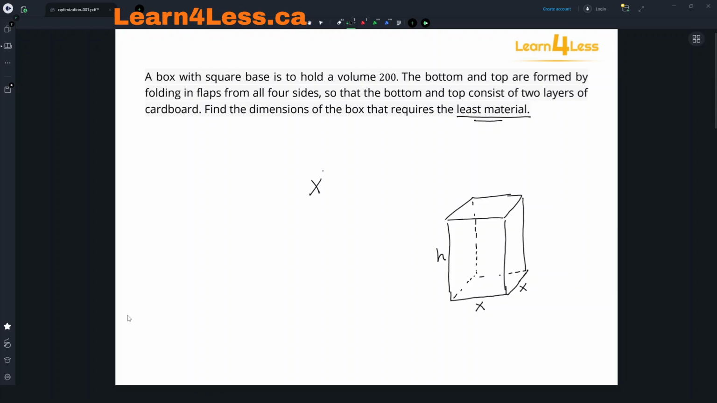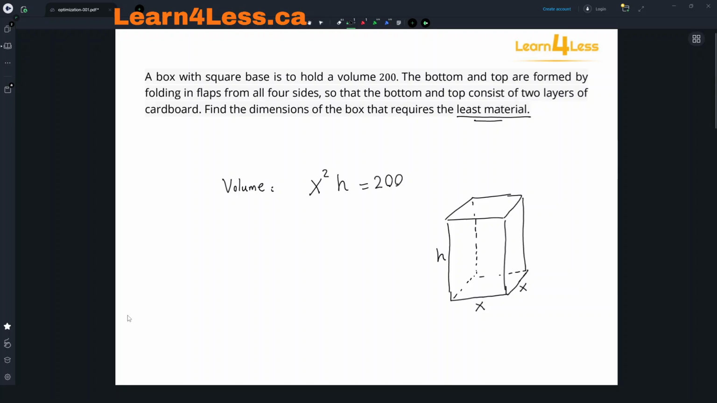So x squared times h, which is length times width times height, is supposed to be equal to 200. So this is the volume. And we want to figure out what makes the amount of material the smallest, the least amount of material. So that is our objective. We want to minimize the amount of material used.